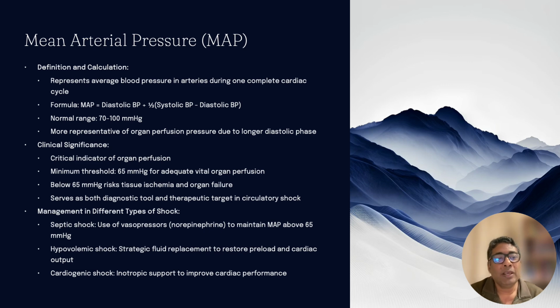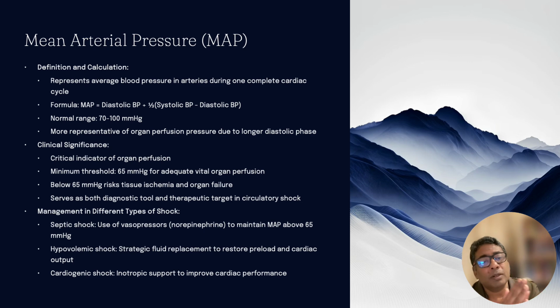So MAP, mean arterial pressure, represents the average blood pressure in arteries during one complete cardiac cycle. The formula is MAP equals diastolic plus 1/3 of pulse pressure, which is systolic minus diastolic. Normal range is around 70 to 100. It's more representative of organ perfusion pressure due to the longer diastolic phase. The heart rests mostly in diastole. Therefore, as you see, the formula represents the diastole more. So MAP is considered the driving pressure.